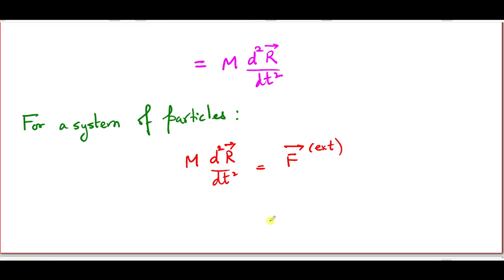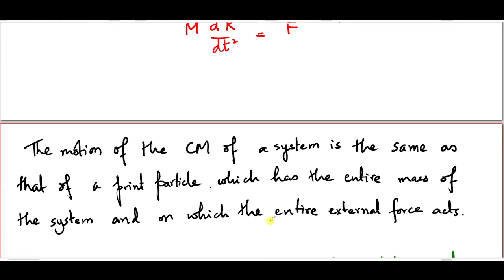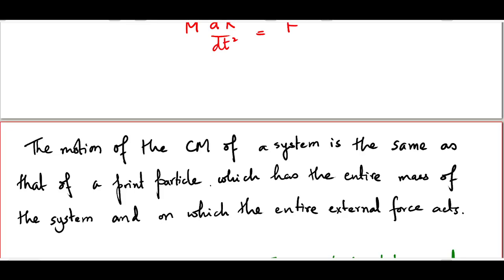Now we can interpret this physically in the following manner. When you consider the motion of a system of particles, its center of mass in particular moves in such a way as if it were a point particle where all the mass of the system were concentrated and on which the entire external force acting on the system were to act. So, although the overall motion of a system of particles may be very, very complicated, with different parts of the system moving with different velocities, different accelerations and whatnot, the center of mass executes a particularly simple motion.